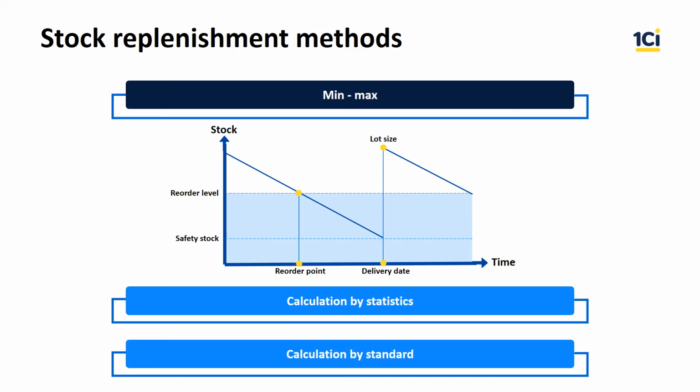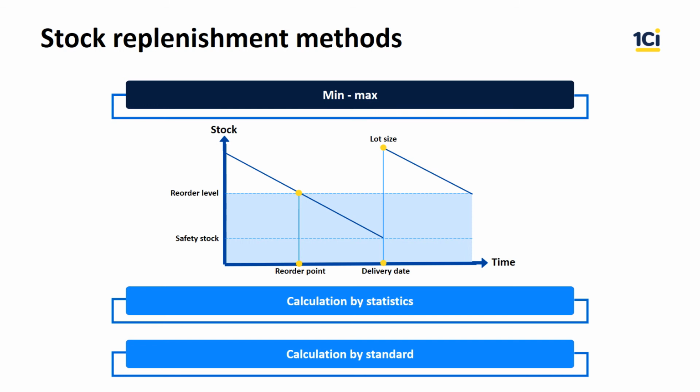ERP offers the stock replenishment methods. This slide shows the stock replenishment methods available. They determine when the user is asked to create an order for the products and what quantity should be ordered. Minimum-maximum: this method requires you to manually set the minimum and the maximum stock levels for goods. When the stock drops to the minimum level, the user is asked to order a quantity equal to the maximum stock.